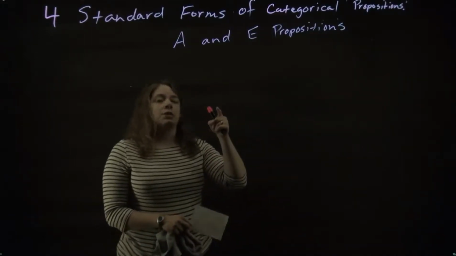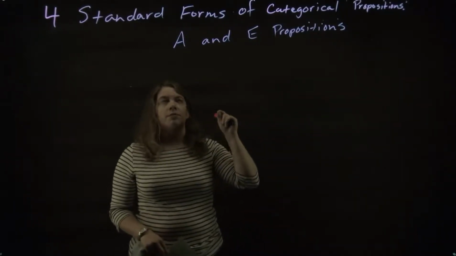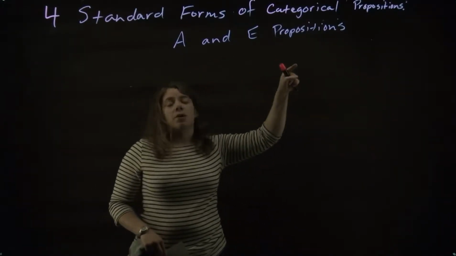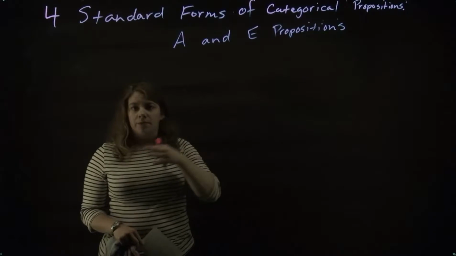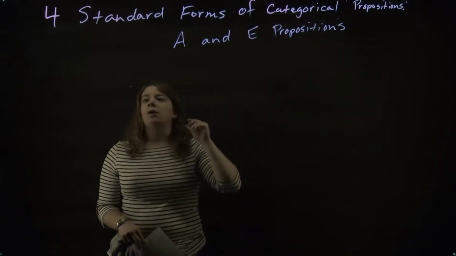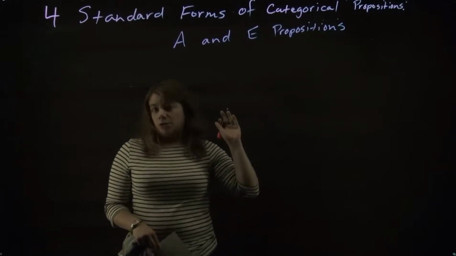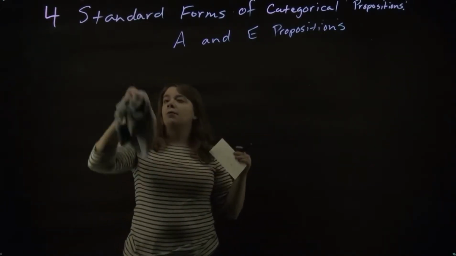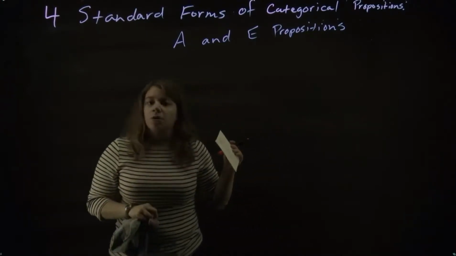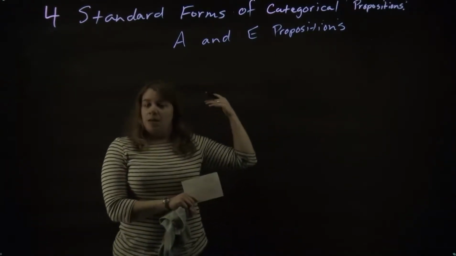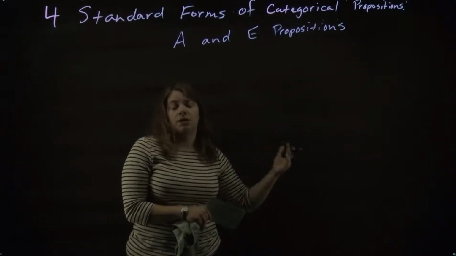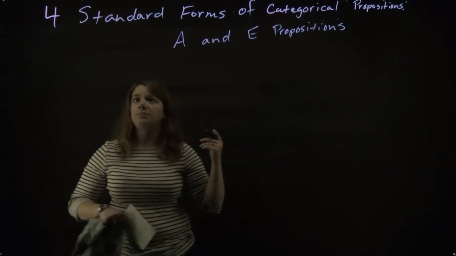To begin our discussion of standard forms of categorical propositions, we'll start with A and E propositions. As I was saying in the previous video, there is a standard form that all categorical propositions should follow. Now, the actual content of those propositions will differ according to the different sorts of quantifiers and other forms going on in the proposition.